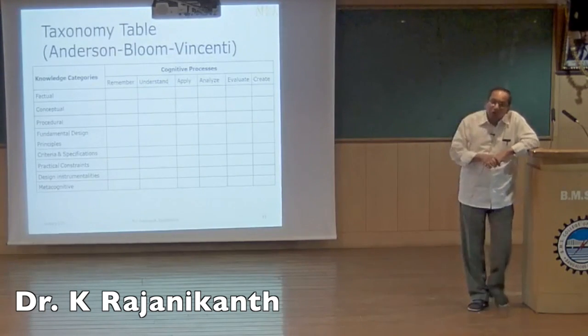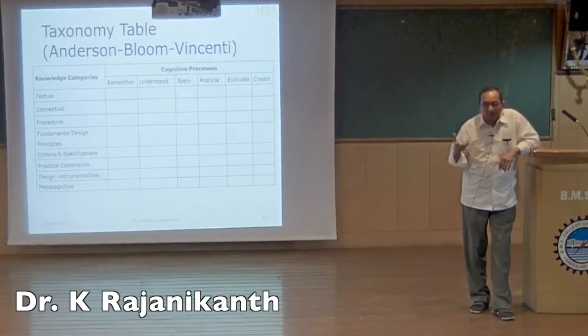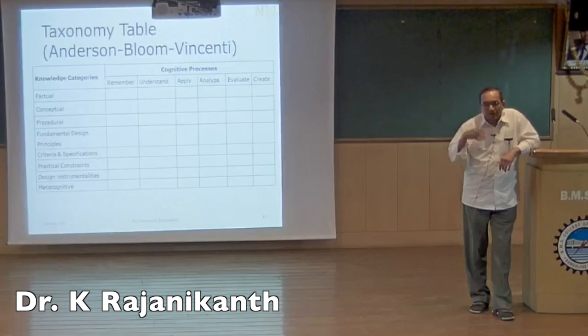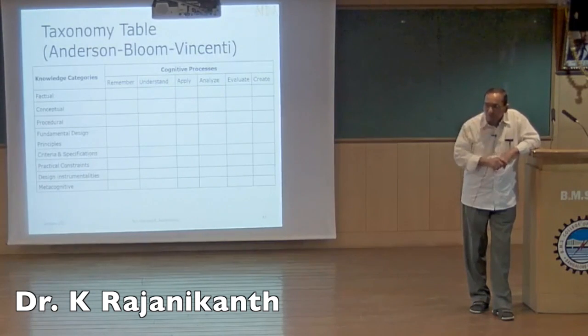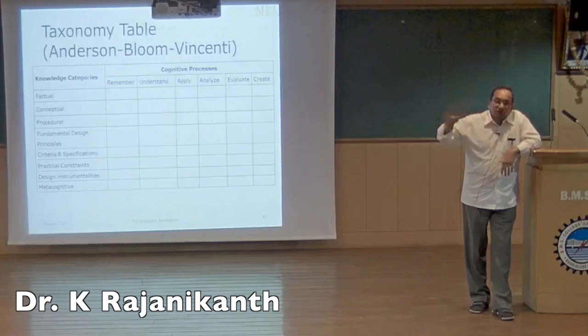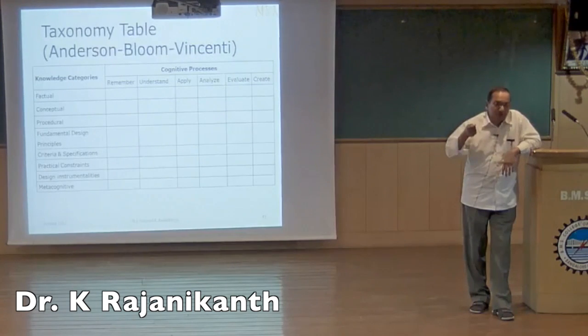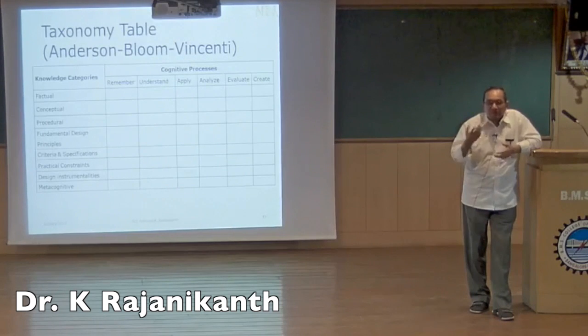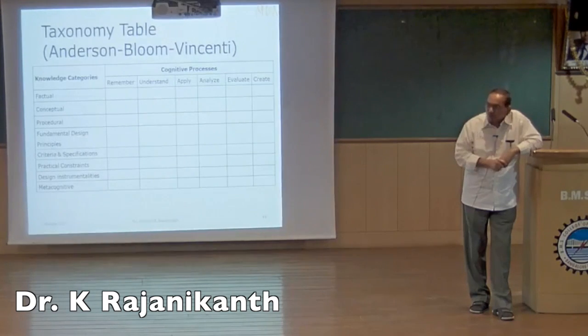Then if you look at the cognitive process, remember is the lowest level. Remember can mean both recognize and recall. That means, shown something, I am able to recognize what it is. Shown 4 figures, I can say which of the figures corresponds to an AND gate. It can also mean recall. Given a keyword, I can recall the required thing. For example, given the keyword superposition theorem, I am able to say what it is.